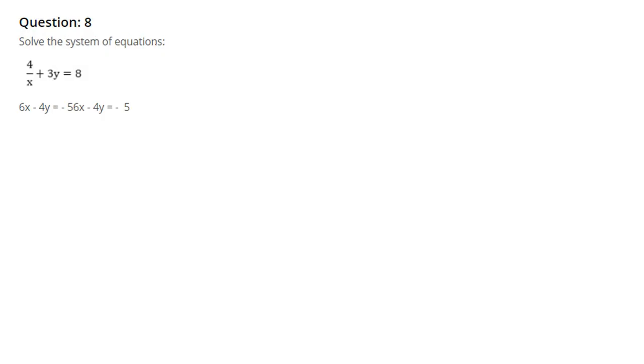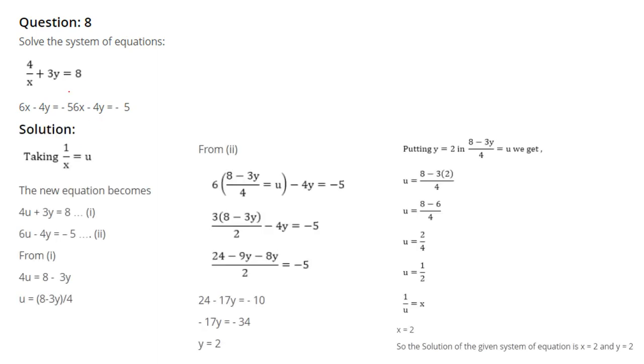Solve the system of equations. 4 by x plus 3y equal to 8, and 6 by x minus 4y equal to minus 5. So what first you have to do is, x is in the denominator, so you cannot just solve it like this.